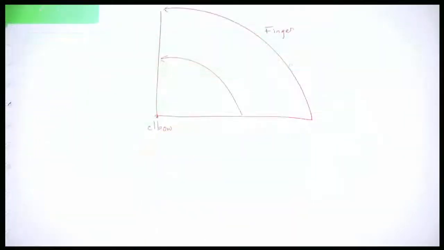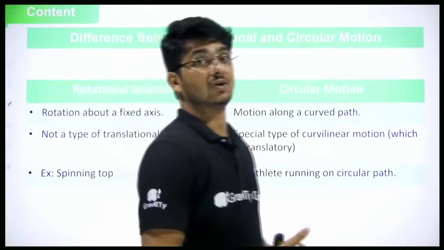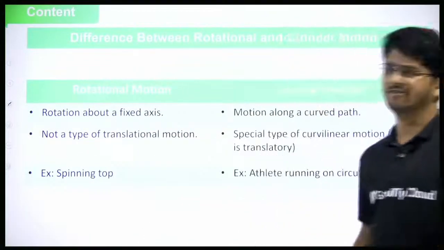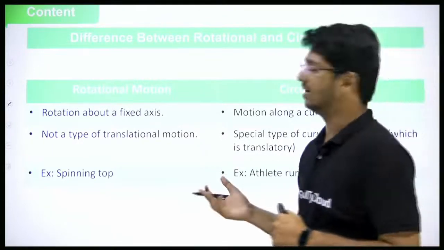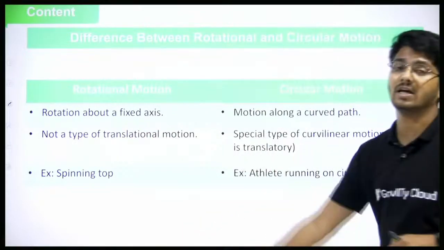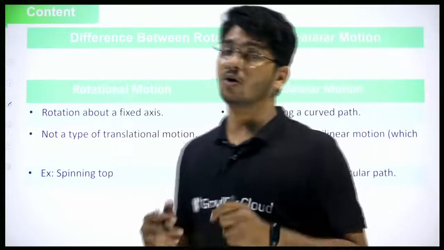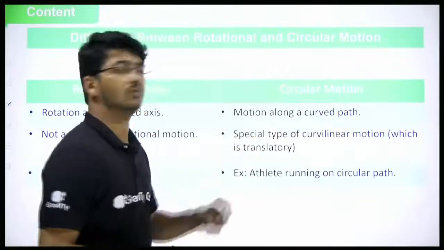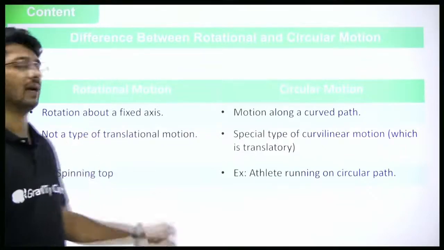Clear? Okay. Now I'll go into differences between rotational and circular motion. Very simple differences. Do not get confused much. In rotational motion, the body rotates about a fixed axis. In circular motion, the complete body is going in a circle. There is no fixed axis in circular motion. Rotational motion is not a type of translational motion.